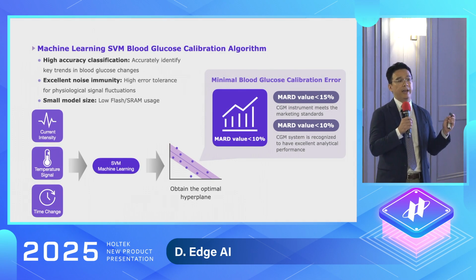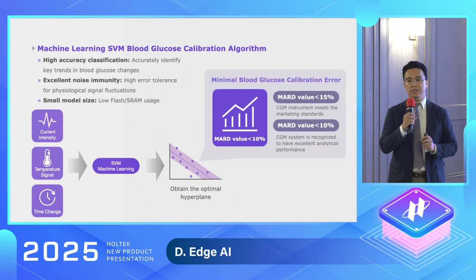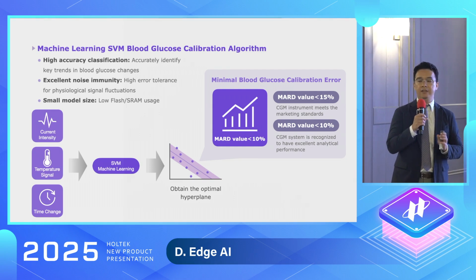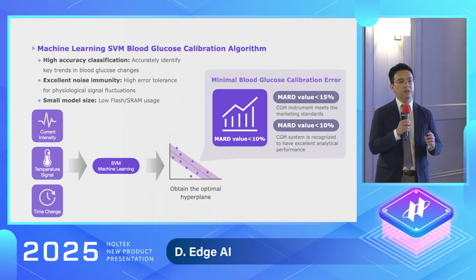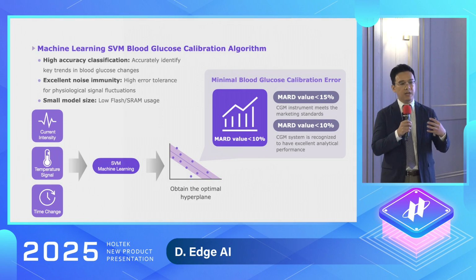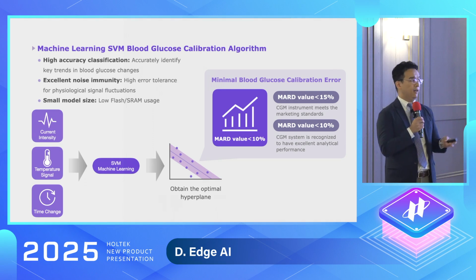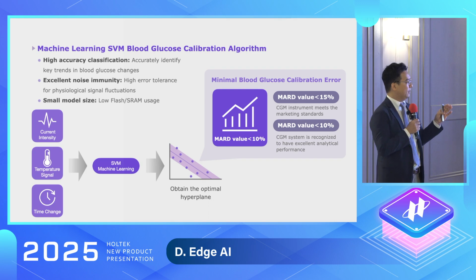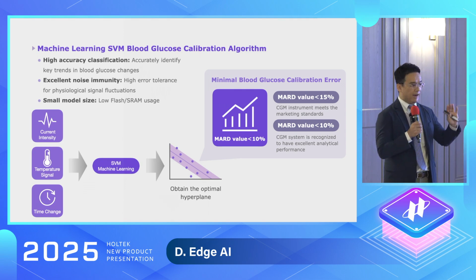And what is inside this demo set? In this demo set, we use the SVM AI model. There are three key features of this AI model: high accuracy classification, excellent noise immunity, and a small model size. Through our internal experiment, we collected current, temperature, and glucose concentration, and combined with the SVM AI model, it works out an optimal hyperplane. And we also compared this with the industrial standard, and the result shows the error is less than 10%. The industrial standard, if it is under 15%, is already market standard. And if it's less than 10%, it means it has even higher excellence. So we can achieve a very high quality result.